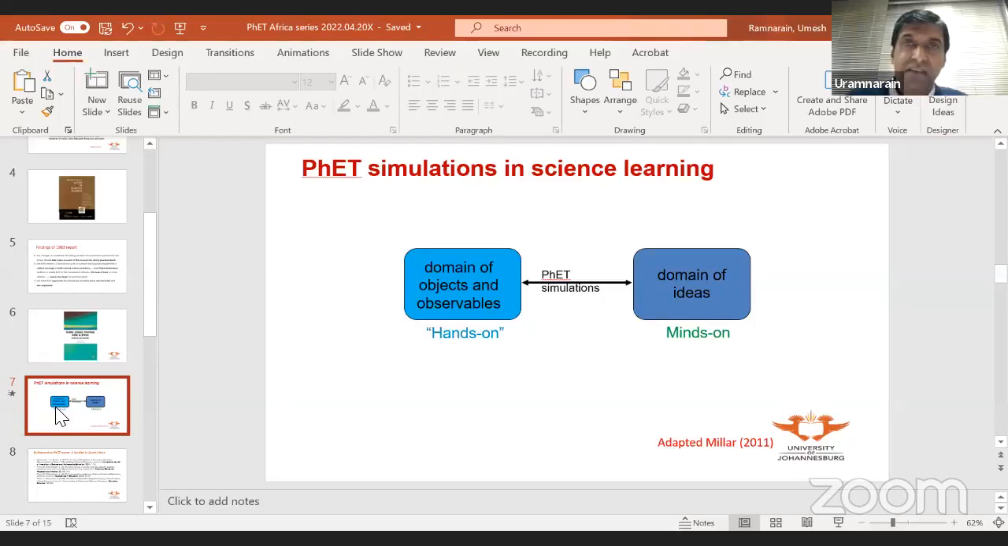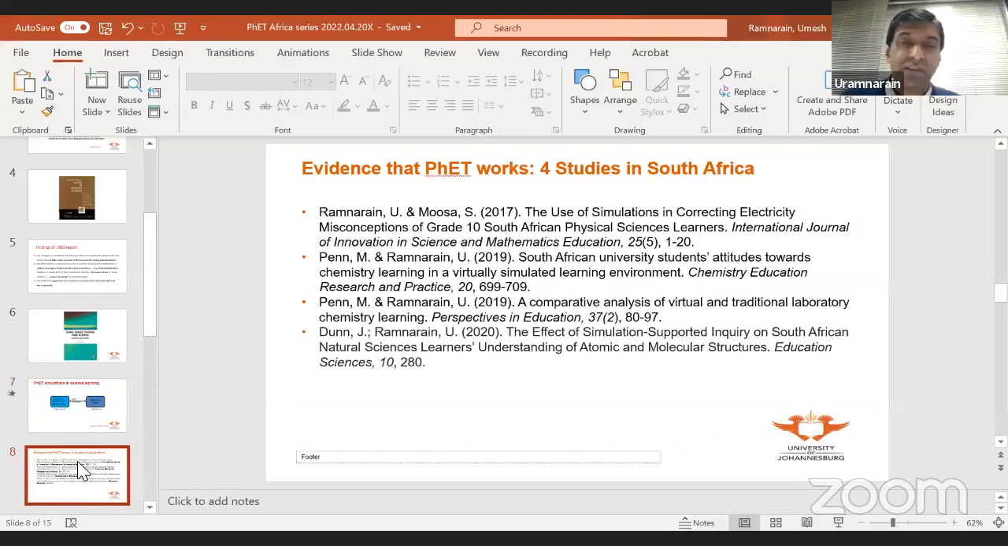So this is my hypothesis, which informed my research endeavor. Theoretically, it makes a whole lot of sense. And I wanted to understand, is there evidence that can actually support this hypothesis which we have about PhET simulations? So I'm now going to be sharing with you some of the research which I have done. These are 4 studies which have been conducted in South Africa, studies which have been conducted with my students and also with my colleagues.